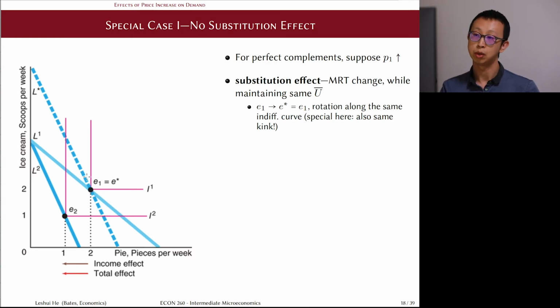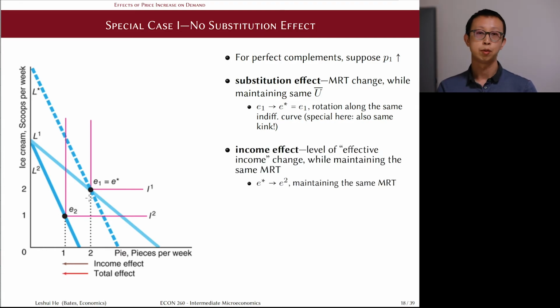And inevitably, it will be landing at this corner of the indifference curve. However, just like the original budget constraint, the optimal consumption bundle E star still lies at the corner of the indifference curve. So the expenditure minimizing consumption bundle with new prices is exactly the same as the original bundle of E1. And we see that there is no substitution effect at all. Therefore, the overall effect that changes the consumption bundle from E1 to E2 is entirely driven by the income effect.